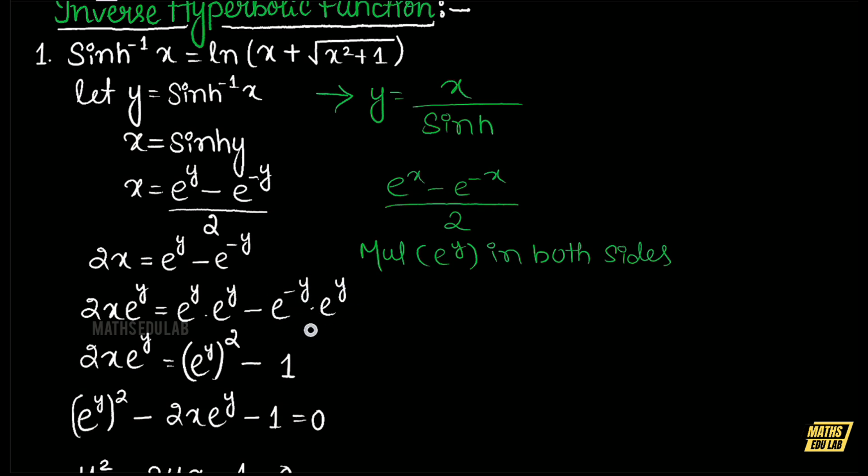If you see this part, e to the power of minus y into e to the power of y. When the bases are the same, we just add the powers. So e to the power of minus y plus y, then we get e to the power of 0, which is equal to 1. Anything to the power of 0 gives the value 1. So I have written the value as 1.